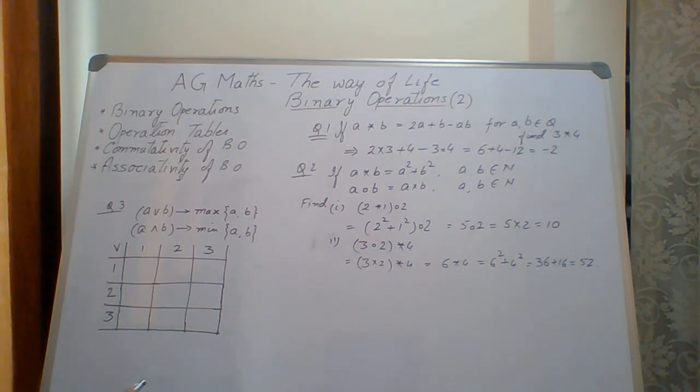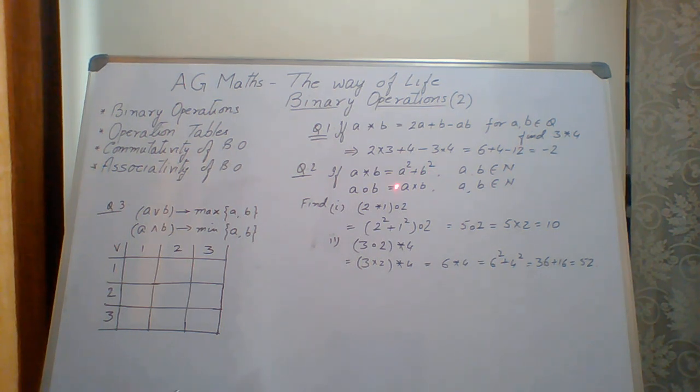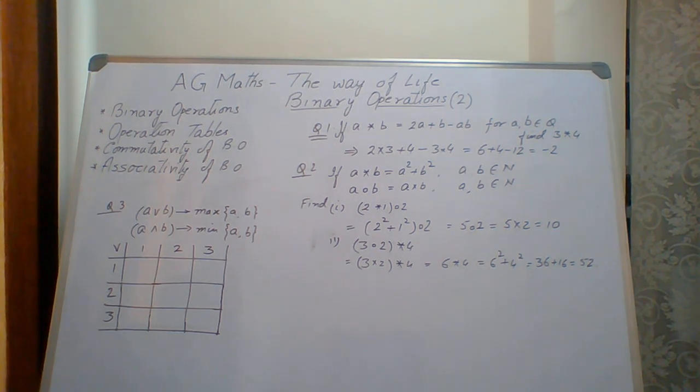So taking the first problem, the first part is (2 binary 1) whole binary 2, means the result of this binary you have to operate on the binary 2. So the result for 2 star 1 is to be used like this, which is given as A square plus B square. So A square is 2 square plus 1 square and then operated on 2. So we get 5 operated on 2, and the operation for the small o operation is a multiplication. So 5 and 2 get multiplied and not added or squared and added. So it will give us an answer as 10.